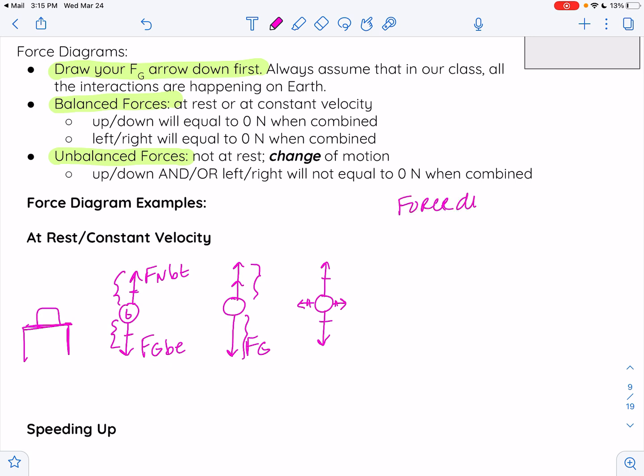Because force diagrams tell change in motion, it doesn't necessarily tell you which direction it's moving. It just tells you how the change is happening.